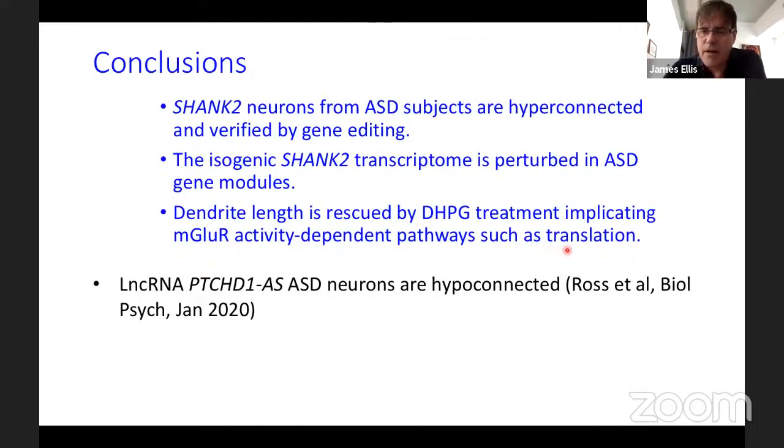And we've been more focused on translation. We haven't really done much related to activity-dependent transcription as described by Fabiola. Now, I want to point out that not all ASD neurons or individuals are going to have this hyperconnected phenotype. The SHANK3 is hypoconnected, as reported by Dolmash's group. And we had a paper that just came out earlier this year on a long non-coding RNA that is actually highly mutated in autism individuals. And in this case, they're hypoconnected. So just putting that balance, either too much or too little connectivity seems to be able to contribute to autism.